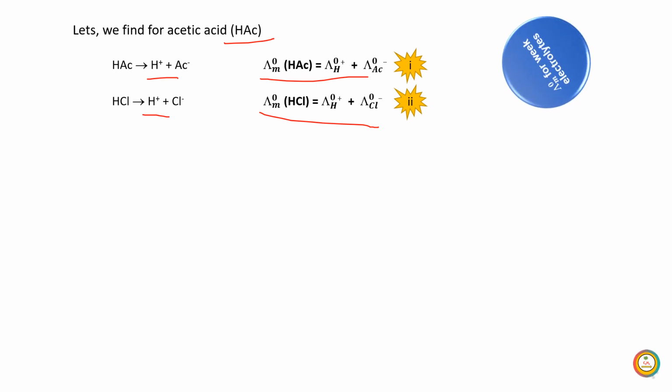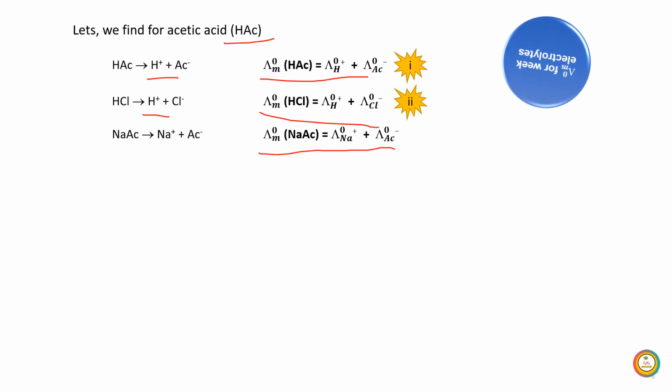Again look at the acetic acid that generates H+ ion and acetate ion. For the H+ ion we have already taken HCl. For the acetate ion, we take a strong electrolyte that can generate acetate ion. For this we have taken sodium acetate. The Kohlrausch equation for sodium acetate is λNa+0 plus λAc-0. This one is equation 3.